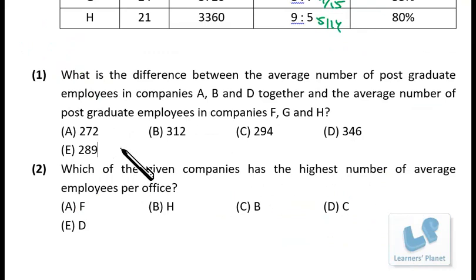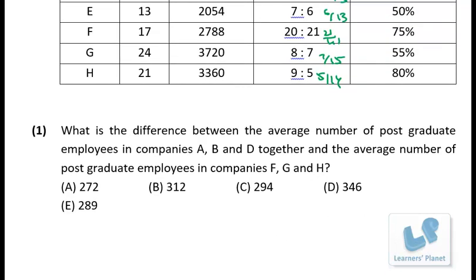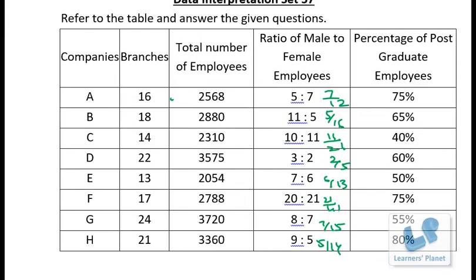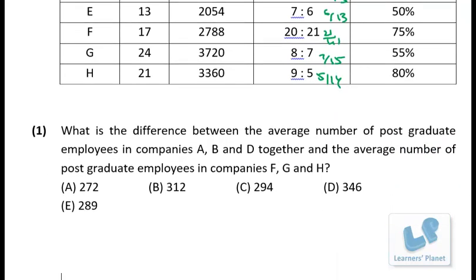What is the difference between the average number of postgraduate employees in company A, B and D together and the average number of postgraduate employees in company F, G and H? So average number of postgraduate employees in A, B, D. A is 75% of 2568. 75% I can say 3 by 4. So 2568 into 3 by 4.